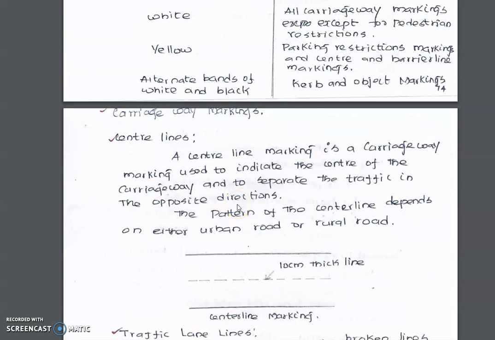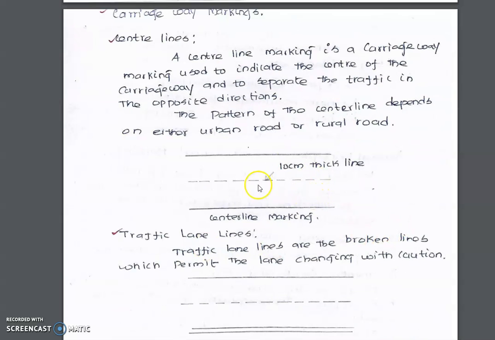Coming to the carriageway marking, the center line. Center line marking on a carriageway is used to indicate the center of the carriageway and to separate the traffic in the opposite direction. The pattern of the center line depends on whether it is an urban road or a rural road. This is the 10-meter line we have to draw in the middle of the road surface, that is called center line marking.